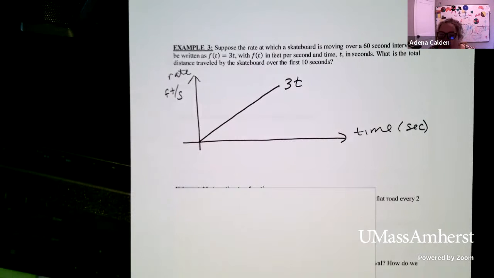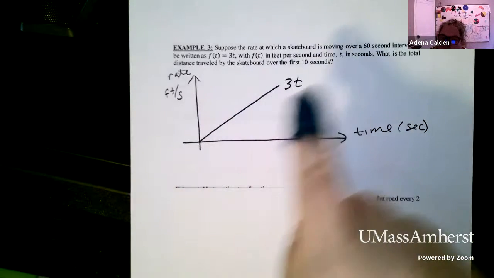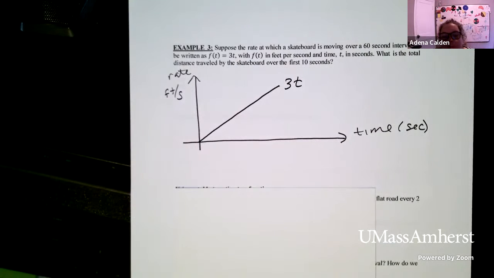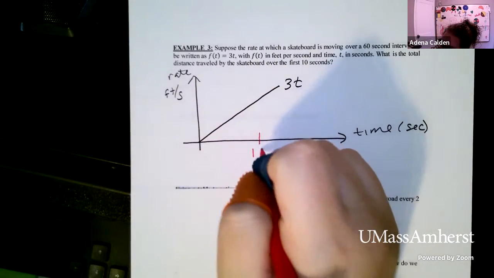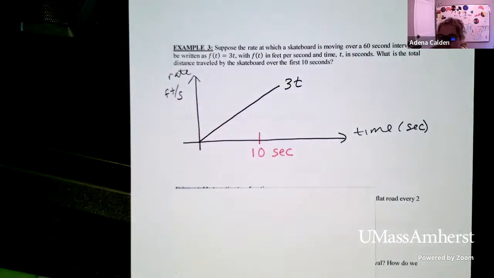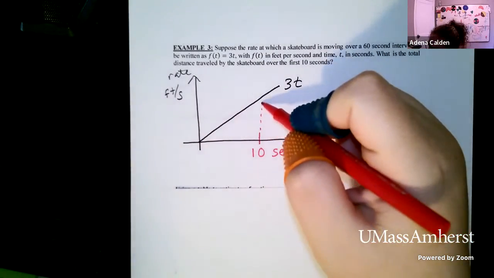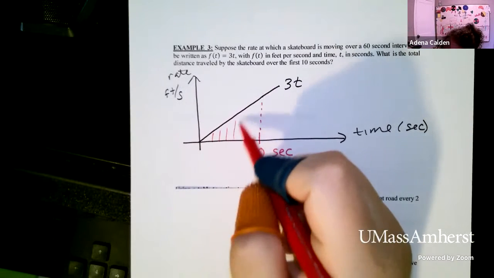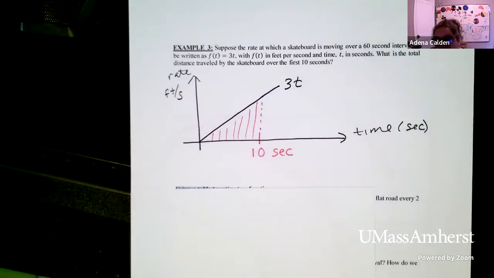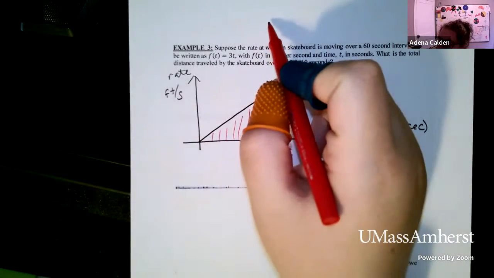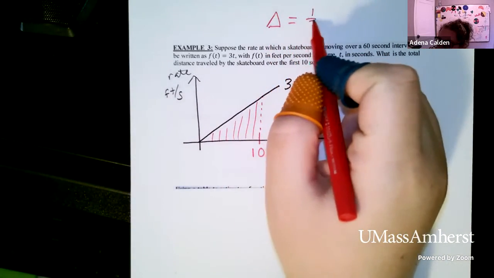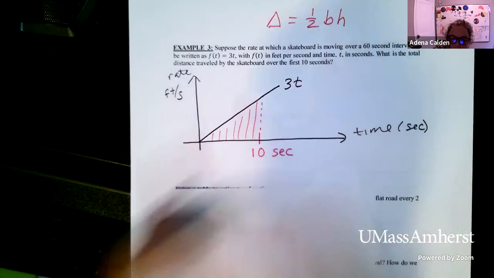Okay, so when we have a function that is linear, like this, 3t, and we want to approximate the distance traveled, what we need to do is rely on the graph to figure out the area between the graph and the x-axis. So what we need to do is figure out where we want to label 10. We're interested in what's happening over the first 10 seconds. And if we were to shade in the area we're talking about, what we see is that we have a triangle, okay? And as a reminder, the area of a triangle is 1/2 base times height, okay?